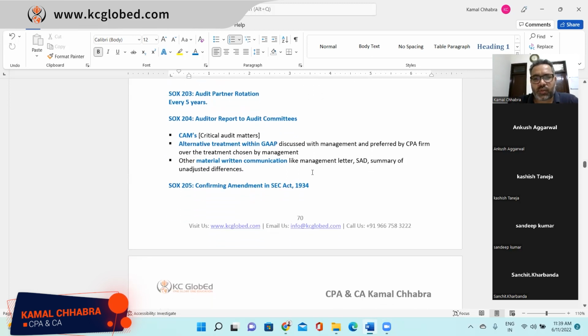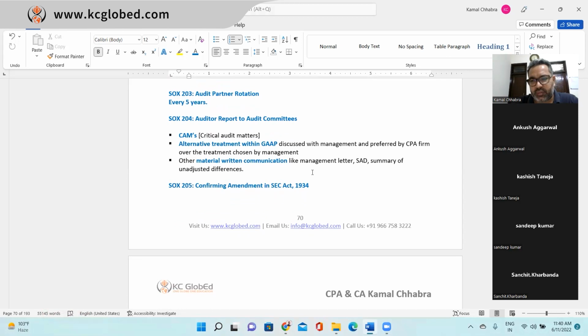Next is SOX 2003, audit partner rotation. So every 5 years, right? Simple and straightforward rule for audit partner only. So in the US, audit firm rotation is not mandatory, but for a listed company, every 5 years, their engagement partner is mandatory to rotate. Only for the listed company.